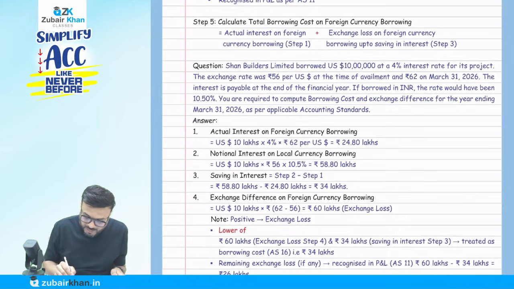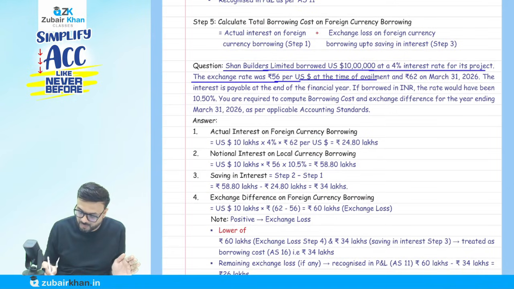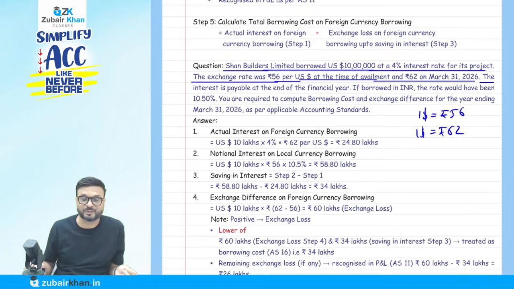They say here, Shan Builders Limited borrowed a fund of 10 lakh US dollars at a rate of 4% for this project. The exchange rate was 56 per US dollar at the time of availment, and 62 on 31st March 2026. So at the time you take the loan, $1 was equal to 56 rupees. I know this is not the exchange rate nowadays. Now at the end of the year, $1 is equal to 62. This year, soon it will touch 100.